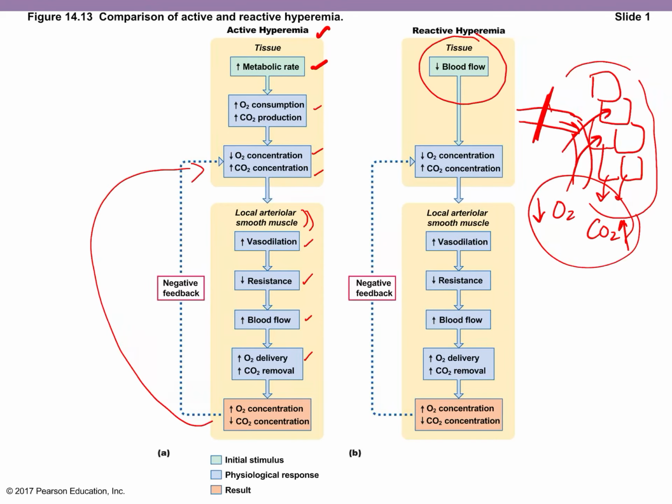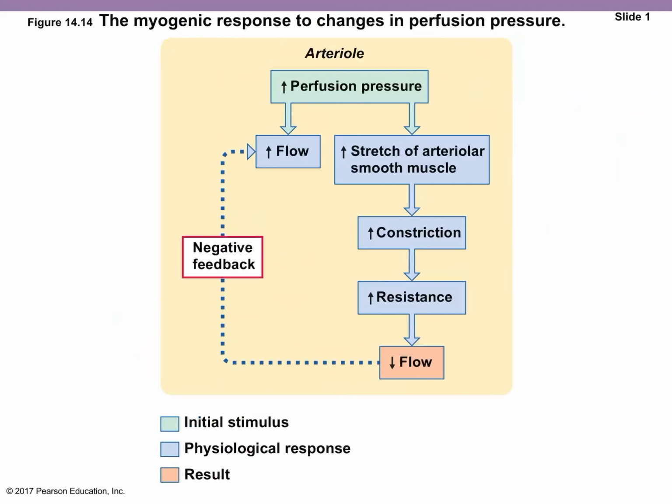It's going to be exactly the same here, right? So everything is the same except for that blood flow. The initial cause is that we have stopped the blood flow. And then you stop the blockage, and then the blood flow comes back to this mechanism here, right? We have low oxygen and high CO2. So very, very similar, but the causes are different. All right, let's move on to the myogenic response.